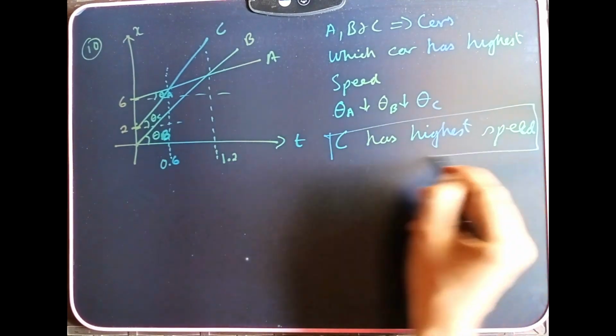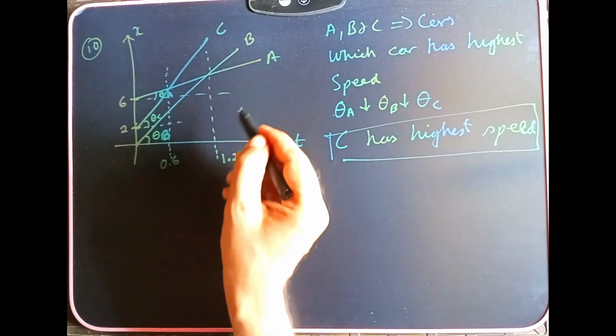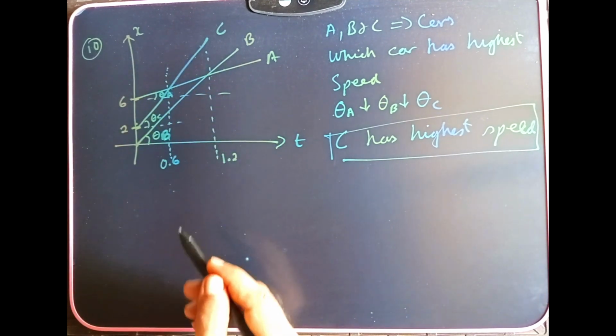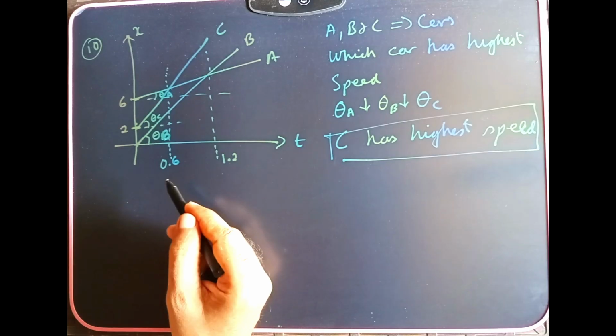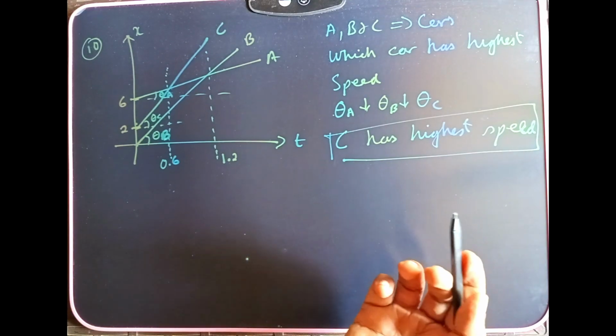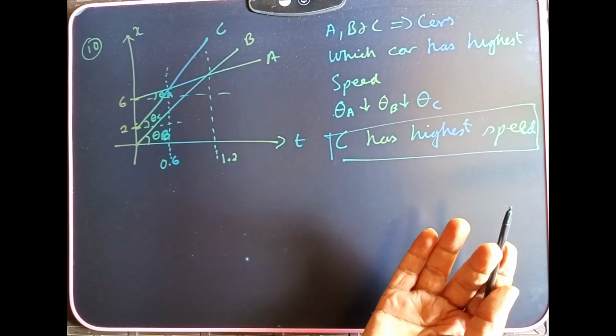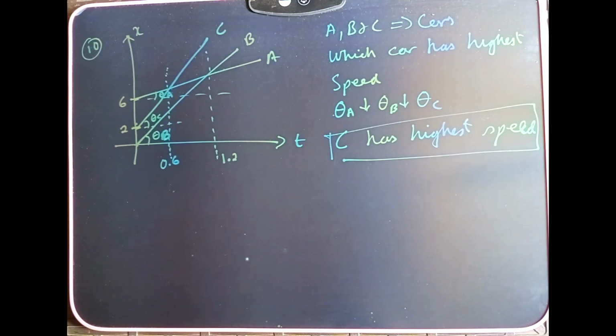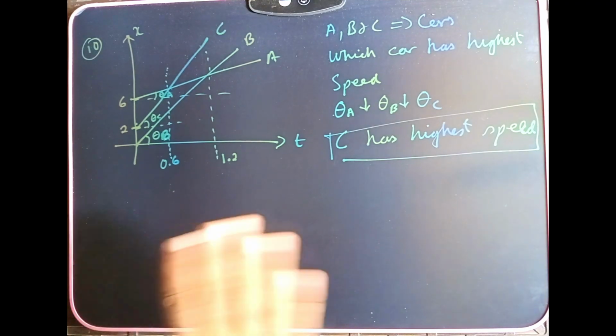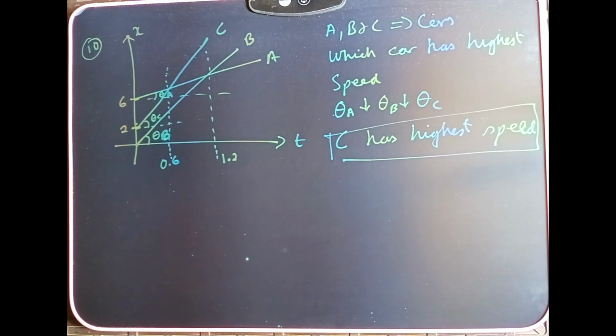Otherwise, if the actual intercepts were given, we could have taken any 2 points, found delta x, then found delta t, then found the slope, and whichever slope is higher has the highest speed. So with this, we conclude the problems related to graphs.